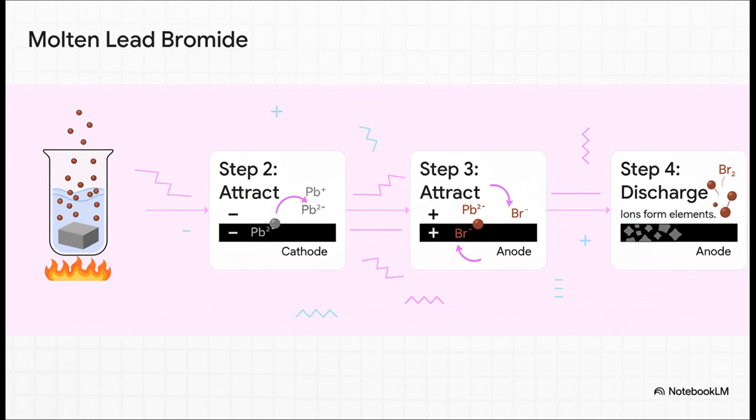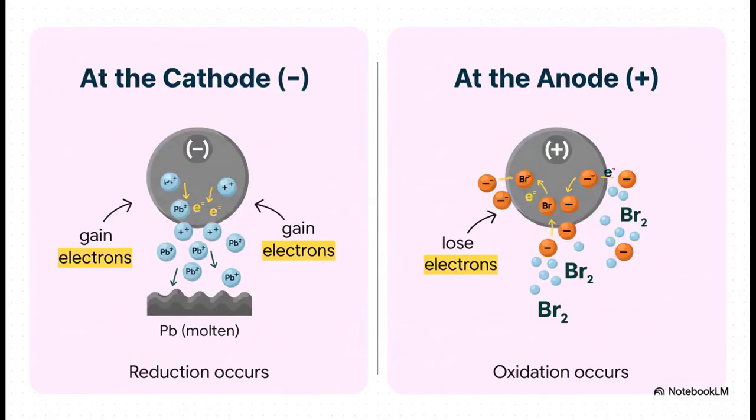Then, when we switch on the power, it's just a simple case of opposites attract. The positive lead ions get pulled towards the negative cathode. And the negative bromide ions head straight for the positive anode. And this is the magic moment, when the ions arrive at the electrodes. Look at the negative cathode. The positive lead ions are drawn here, and each one gains 2 electrons. This cancels out their charge, turning them back into neutral lead atoms, which then form a layer of molten metal.